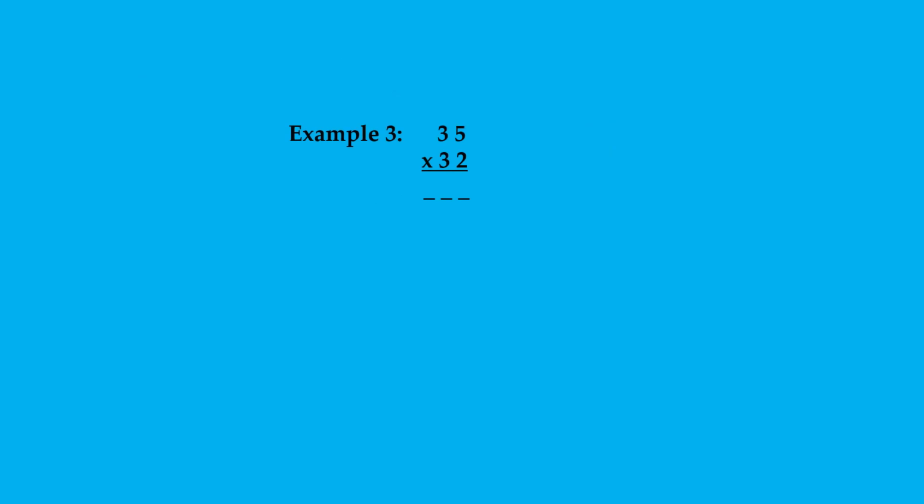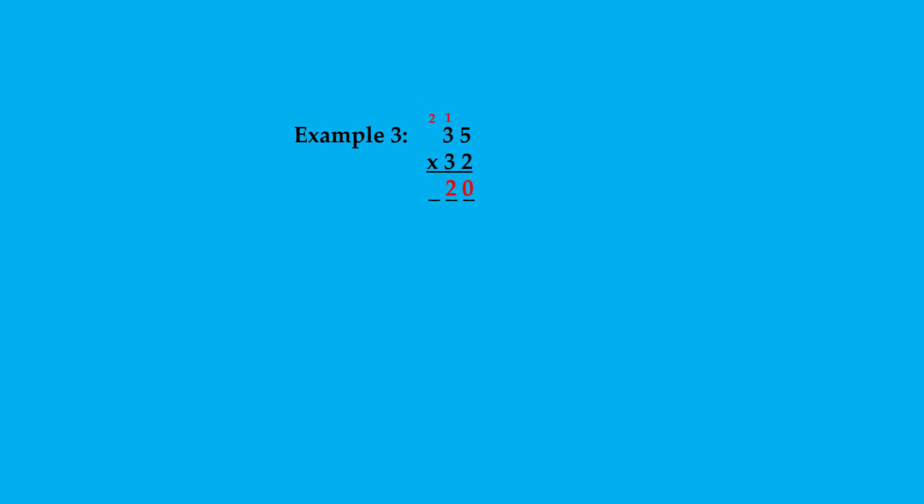Example 3. This time, 2 times 5 is 10. Write the 0 in the ones place of the answer, regroup 1. Next, 2 times 3 is 6. 3 times 5 is 15. 6 plus 15 is 21, plus the regroup of 1 is 22. Write 2 in the tens place of the answer and regroup 2 to the hundreds.